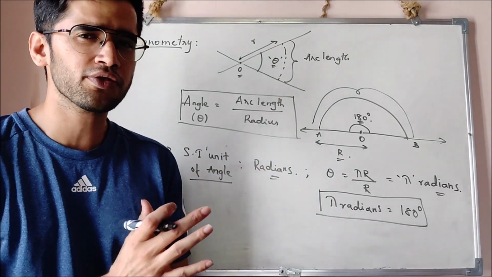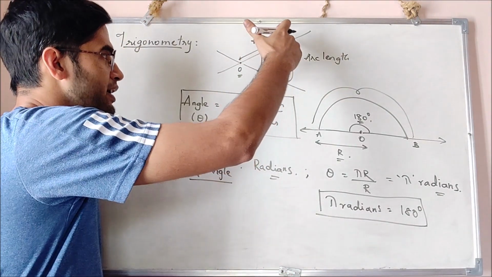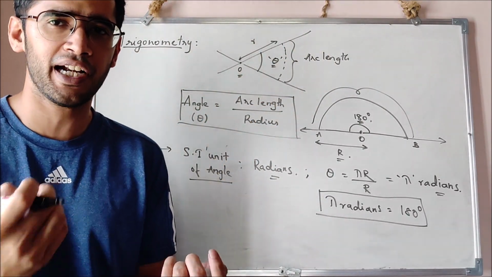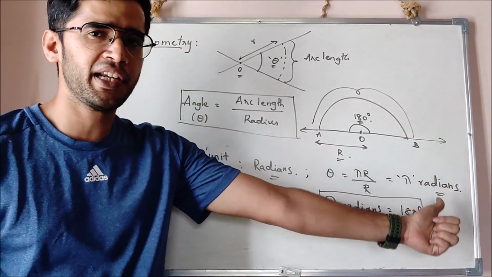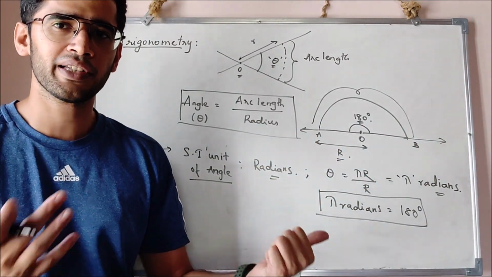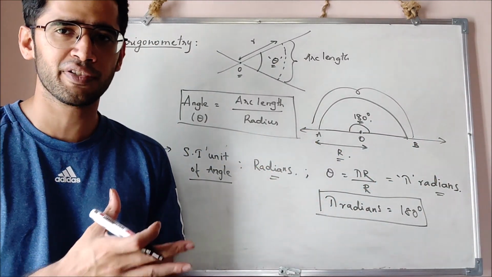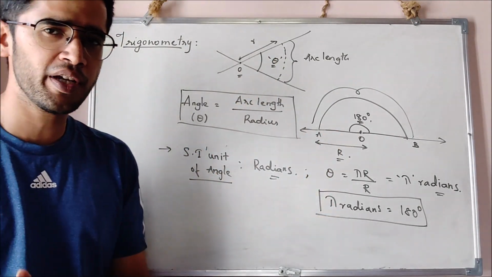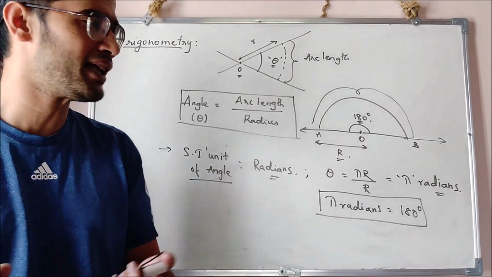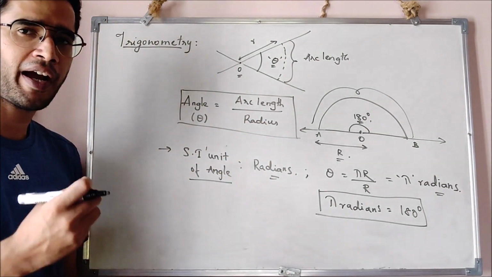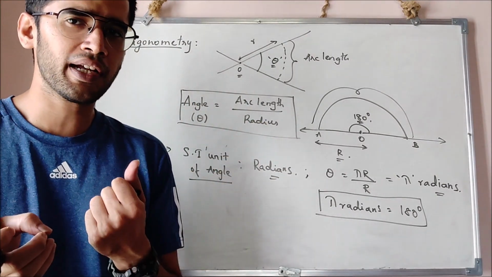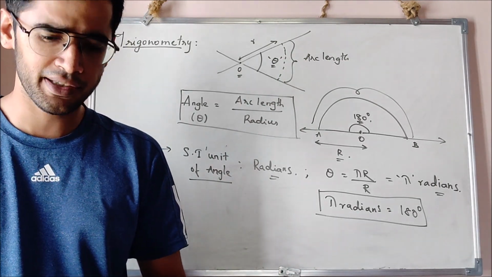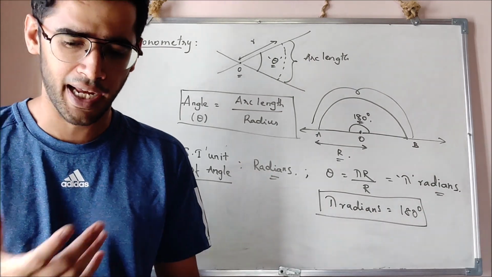Now I don't want to do this all the time. For example, we want to find the angle between these two lines in radians. Here your arc length was pretty easy to measure because we already know that it's a semicircle, so I know what the arc length of a semicircle is. But in this case that will become complicated. So rather than always using this formula to find out the angle in radians, let us now look at a formula to convert an angle in degrees to an angle in radians.